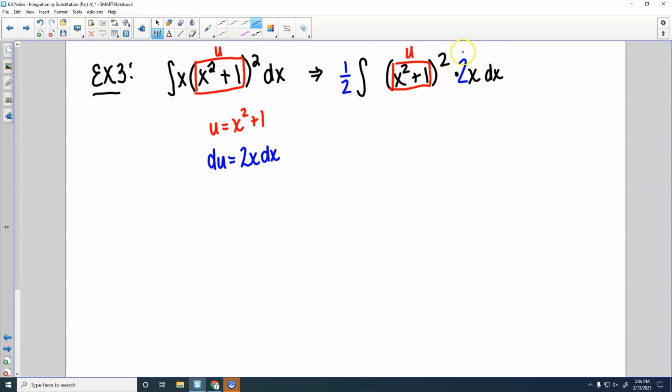As long as it's just a coefficient that we're missing, we can do this, and now I can replace this with my du. And that will look like this. The 1/2 stays there. The integral of u squared du.